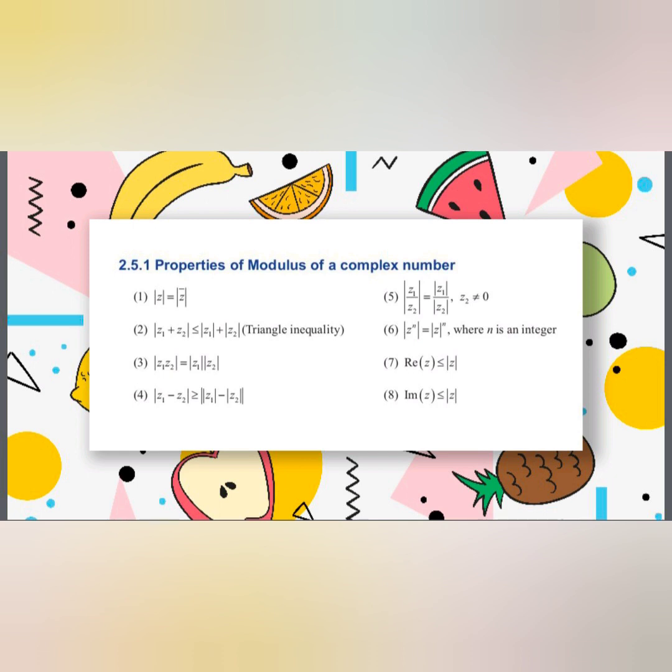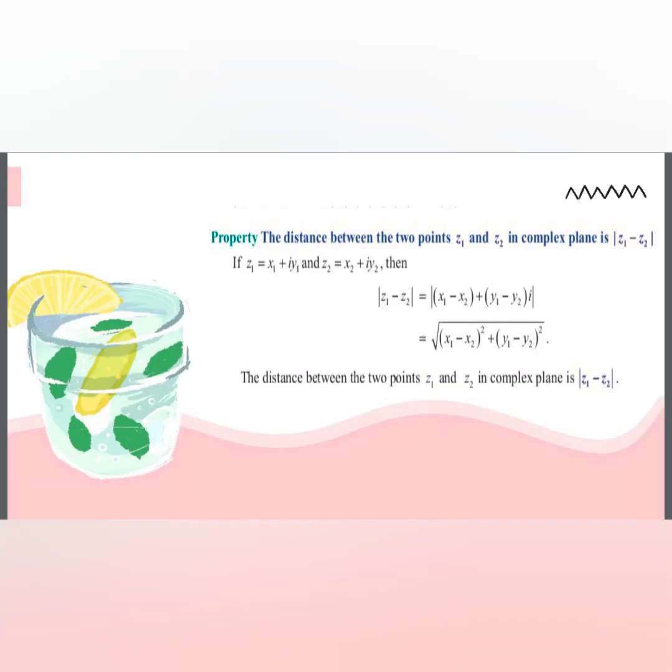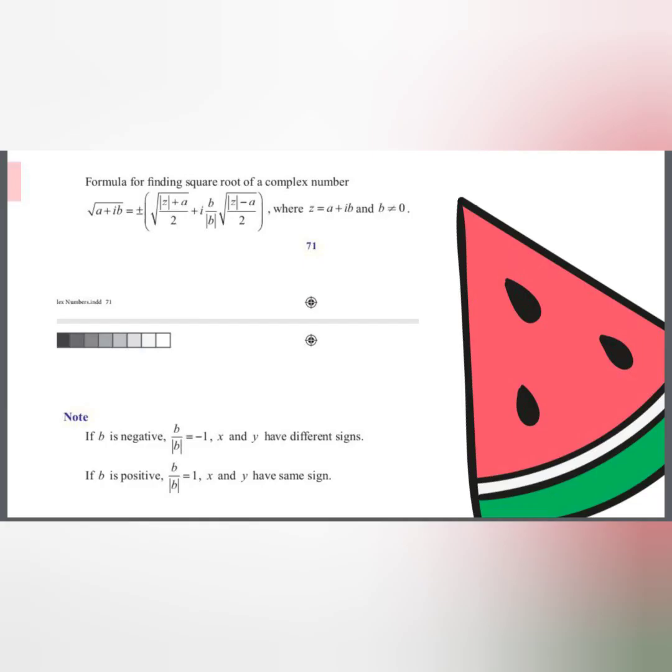Next we'll move on to the geometrical interpretation, that is modulus of z1 plus z2 plus z3 etc. You remember the sum of the two sides of a triangle is always greater than the third side, same concept only. So modulus of z1 plus z2 etc. is less than or equal to mod z1 plus mod z2 etc. Then the last one, the distance between the points z1 and z2. You remember the distance formula in analytical geometry, root of x2 minus x1 the whole square plus y2 minus y1 the whole square. Same concept here also. So z1 minus z2 modulus.